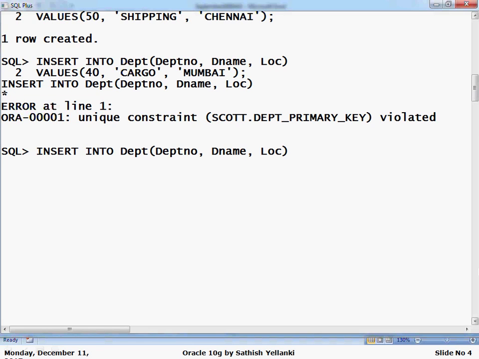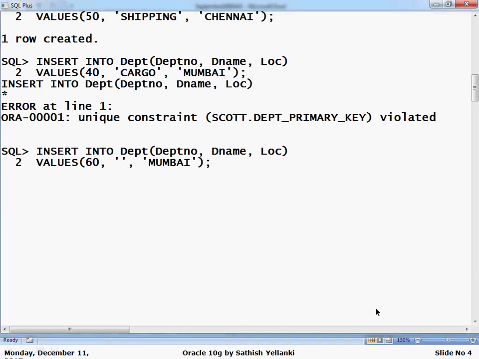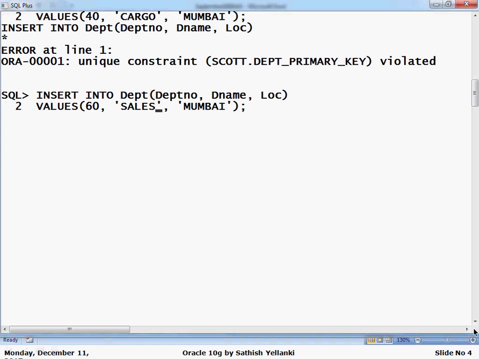At the same time, let us just go once again into this. I'm giving this as 60. Is 60 available or not available? Not available. Now I'm giving my department name as sales. Is sales already there or not? It's already there. The rule of department name is saying what? It should be 1 to 1, means it should not be duplicated. So should this record be accepted or rejected? Rejected by the rule of uniqueness.